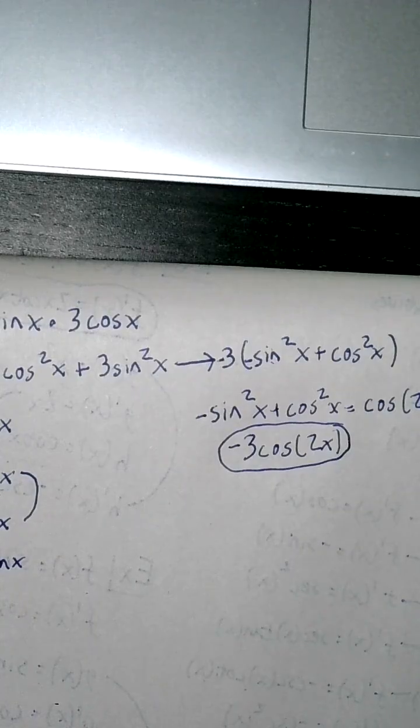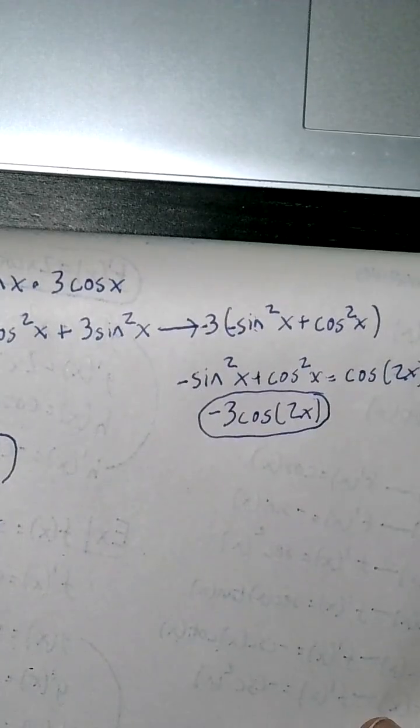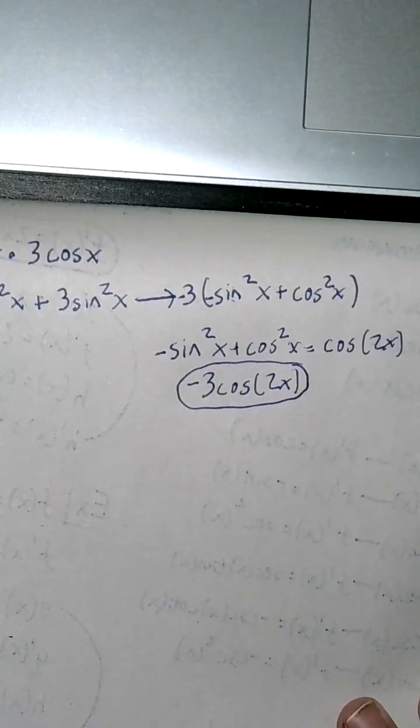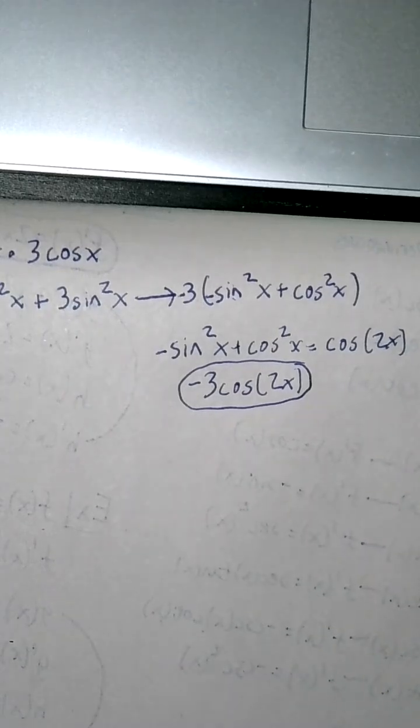So then you just do a chain rule after? Nope. You're done. Thank you for reminding me of that double angle theorem. Nope, the answer is negative 3 times cosine 2x.